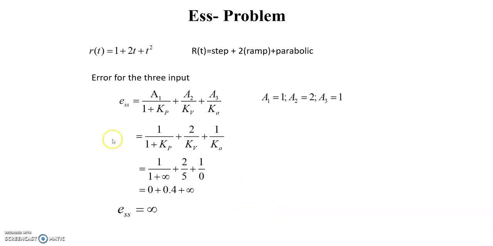Next, r of t is equal to 1 plus 2t plus t square, where this one is a step input, this is 2 times ramp input, and then parabolic. The A1 value is 1, whereas A2 is 2, and A3 is 1 again. So the error for the three inputs is ESS equal to A1 by 1 plus Kp, plus A2 by Kv, plus A3 by Ka. You already know Kp, Kv and Ka values. You can substitute these and find out the ESS value. The ESS value becomes infinity.